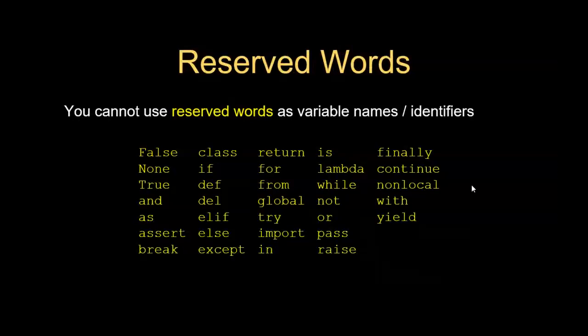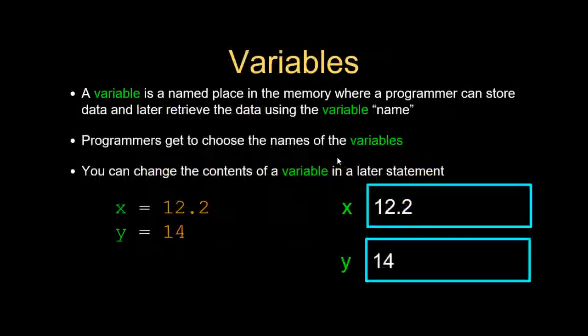Reserved words. Python has a bunch of reserved words, because they are all used. Things like True and False, if, while, for, all these things are actually part of the Python code. The reason we're telling you this is because you can't use them as variable names, which we're getting to in a bit. So none of these can be used as variable names.